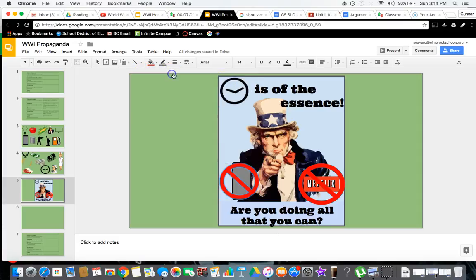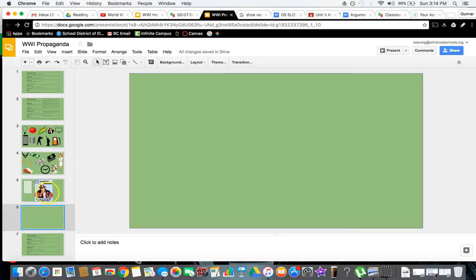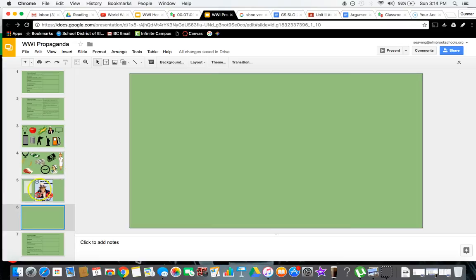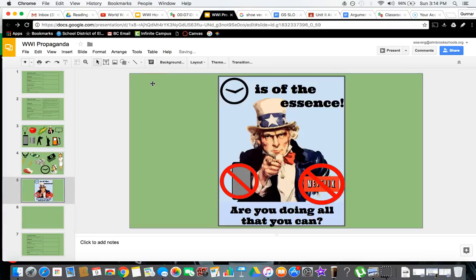Also make use of your shapes here. I made a very basic square as my poster. I drew in a square, I can change the fill color on it, and you can add a border on it. It doesn't have to be a square. You can make the whole blank slide your poster as well. So after you've created your poster, whatever the subject is, I'm giving you freedom here.